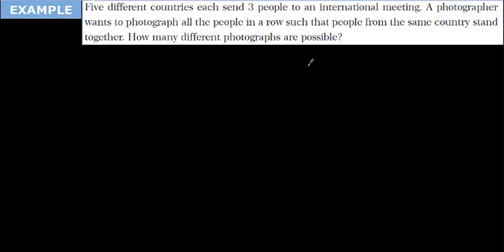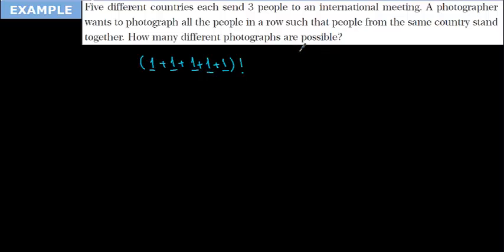Okay, this is now the last example. 5 different countries each sent 3 people to an international meeting. A photographer wants to photograph all the people in a row such that people from the same country stand together. How many different photographs are possible? 5 different countries, each sent 3 people to the international meeting. So it means that we have 1 plus 1 plus 1 plus 1 plus 1, 5 different countries. So for each country there is 1 group: first group, second group, third group, fourth group and fifth group.